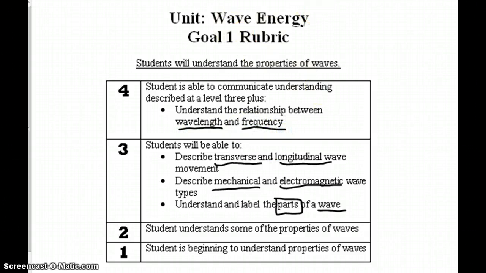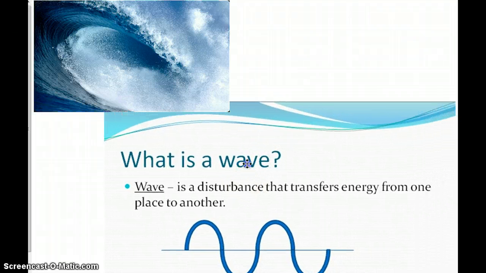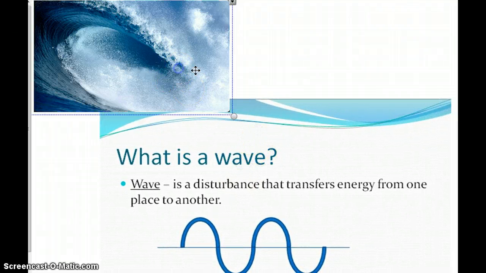So we have a lot of stuff kind of packed into this one goal. But if you have a basic understanding of wave properties, then a lot of the other stuff in this unit is going to come pretty easy. Alright, so here we go. What is a wave? A wave is a disturbance that transfers energy from one place to another.